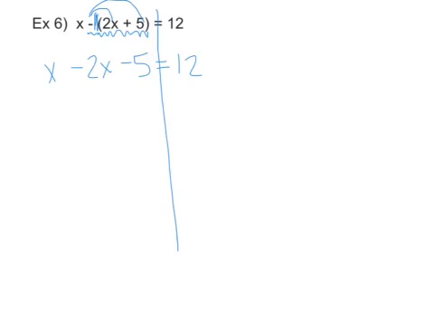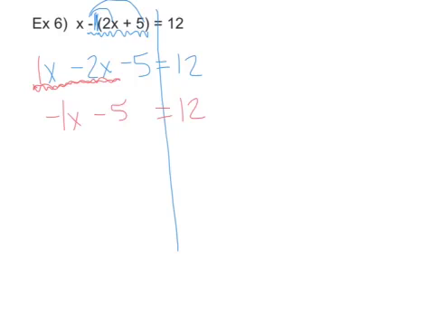So you want like terms on the same side of the equals. So we have this x and we have this negative 2x. Remember, this x is like a 1x here. You don't see that number, so that means 1. So 1x minus 2x is a negative 1x. I'm just going to carry down that minus 5 equals 12.